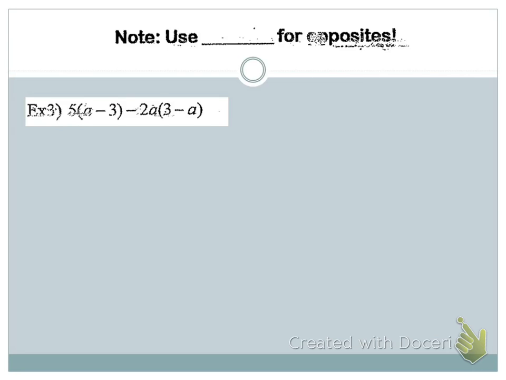So on number 3, it says use blank for opposites. So when we have opposites, we are going to use a negative sign or use subtraction, however you want to word it. So I like to say use a negative, or use subtraction would be another way of saying it. So let's see what that kind of means for us.